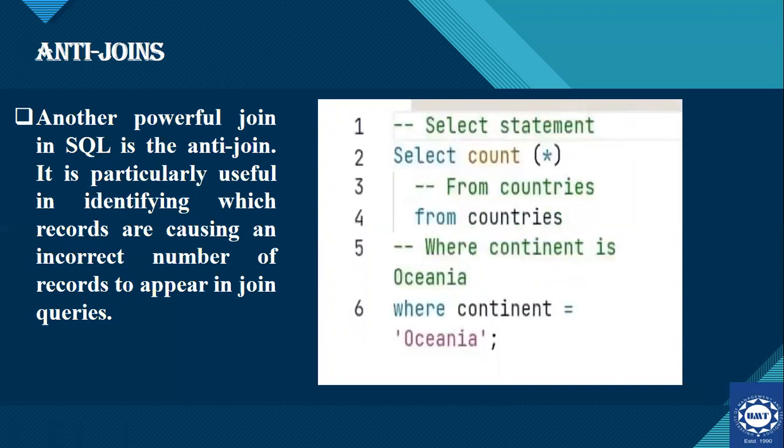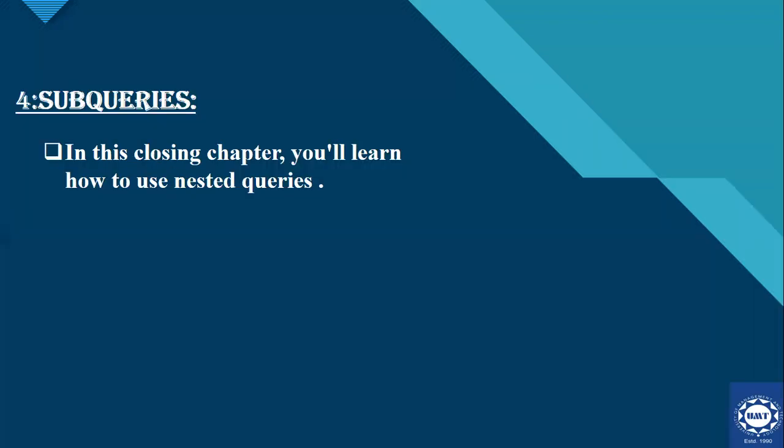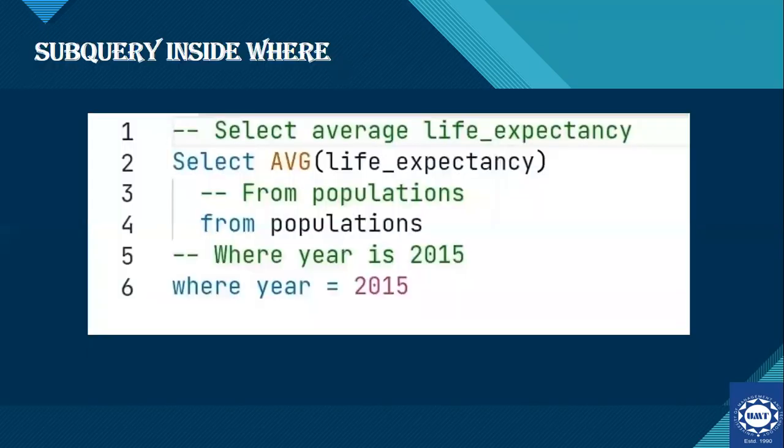Another powerful join in SQL is the anti-join. It is particularly useful in identifying which records are using an incorrect number of records to appear in join queries. Then, the fourth and last but not least chapter of this course is subqueries. In its closing chapter, you will learn how to use nested queries. Subquery inside WHERE, you can see when to use the WHERE keyword.